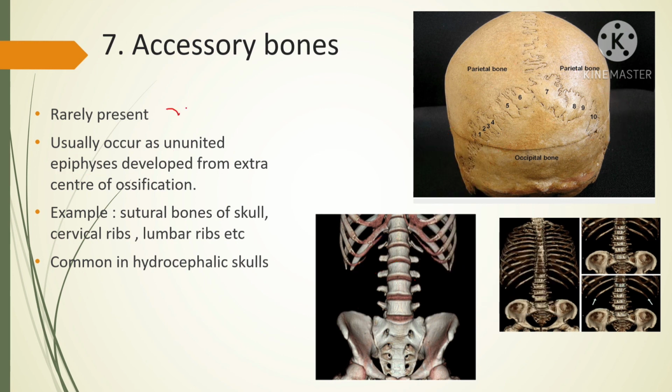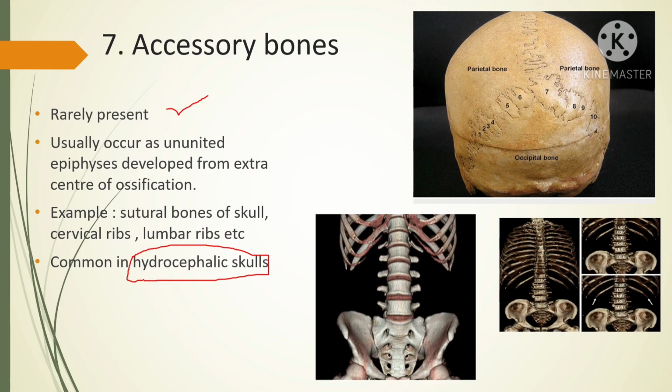Accessory bones are rarely present in the body. They usually occur as ununited epiphyses, meaning the ends of the bone develop from an extra center of ossification, meaning more maturation takes place. What is the example? Sutural bones of skulls, then the cervical ribs, lumbar ribs, etc. In which region is it common? It is common in hydrocephalic skulls. Hydro means water, cephalic means the head region.